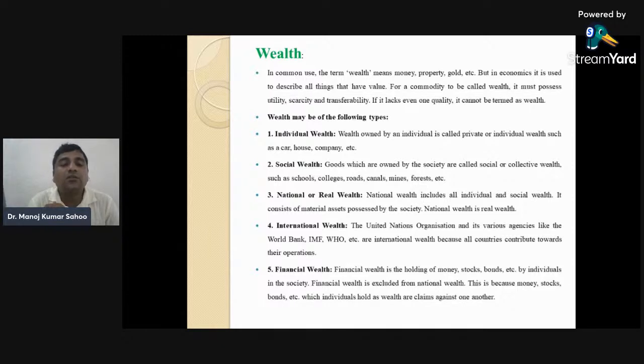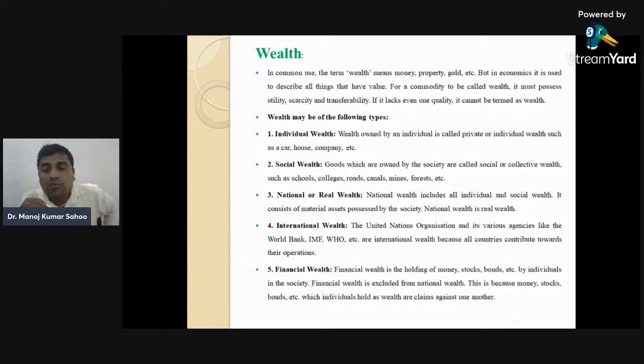Next is financial wealth. Financial wealth is the holding of money, stocks, bonds, etc. by individuals in the society. Financial wealth is excluded from national wealth. We cannot include financial wealth in the national wealth.